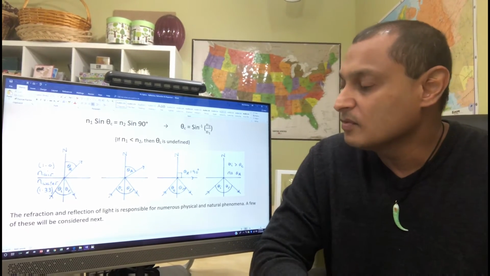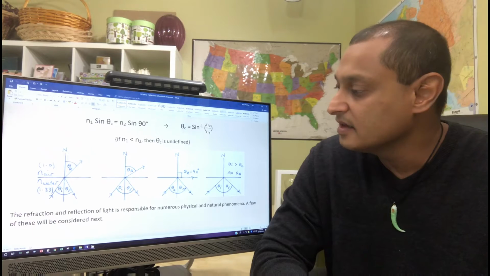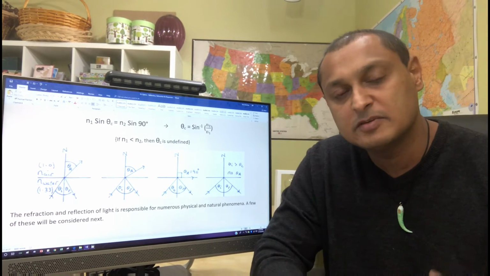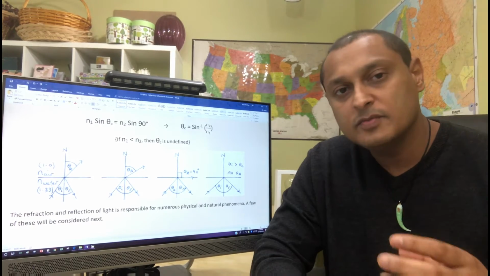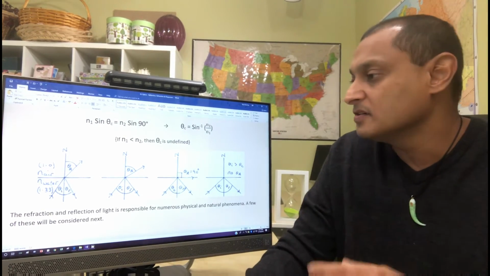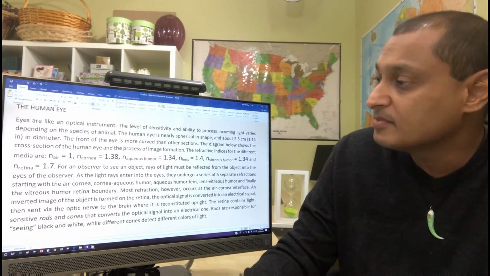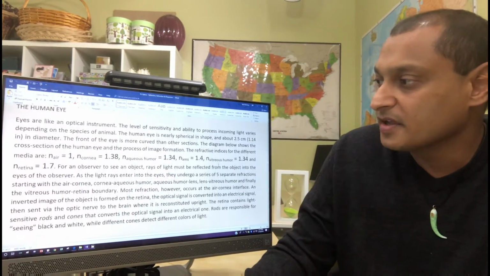Much detail is dealt with on the properties of light and radiation. Fiber optic cables only work if the light is going from a medium of higher index of refraction to a medium of lower index of refraction. Why that is, well, the reader will find out in this particular chapter. I've also discussed the workings of the human eye.